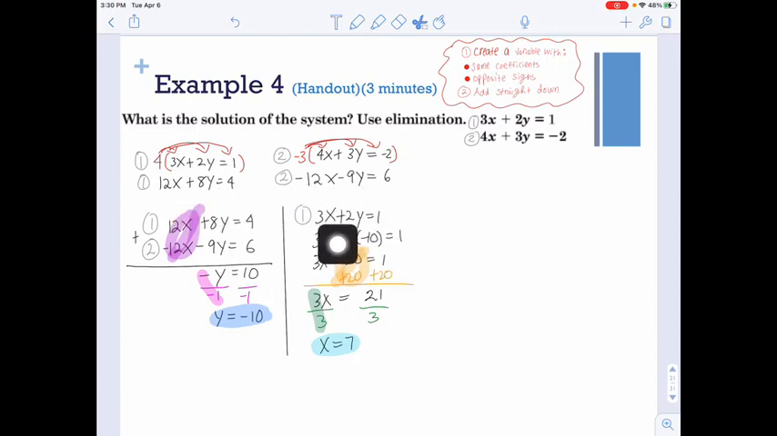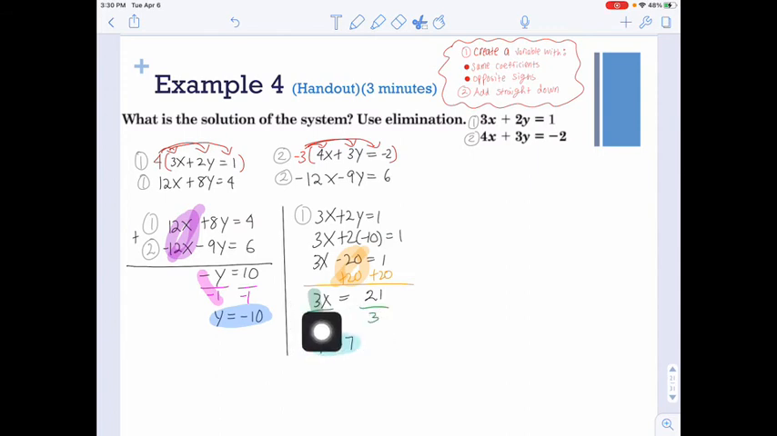If we use the original equation 1, we have 3x plus 2y equals 1, and I'm going to plug in negative 10 instead of y. So 3x plus 2 times negative 10 should also equal 1. 2 times negative 10 is negative 20. So we have 3x minus 20 equals 1. Our goal is to get x by itself, so we can undo the minus 20 by adding 20 to both sides. Negative 20 plus 20 is a zero pair. 1 plus 20 is 21. If we bring down our 3x, we get 3x equals 21.